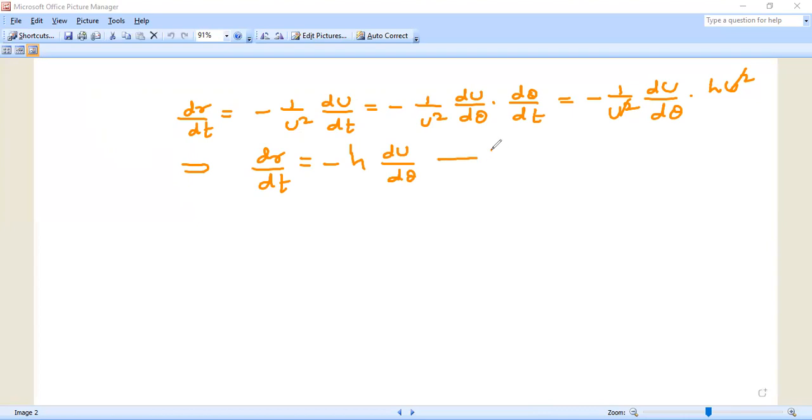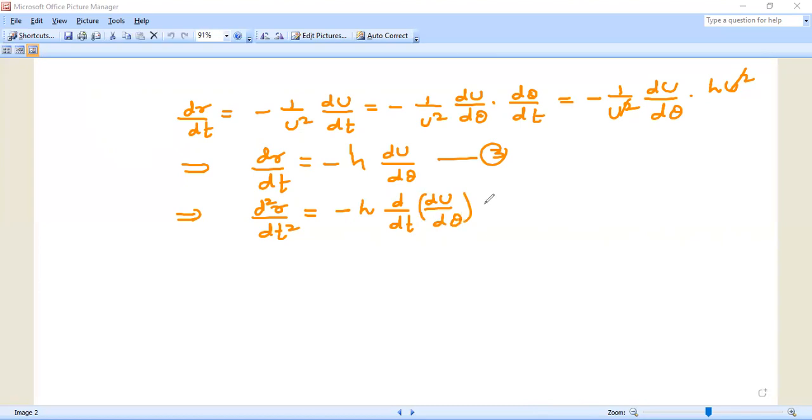We took this as equation 3. Again differentiating this with respect to time, the left side is d square r by dt square is equal to minus h constant, d by dt of du by d theta.